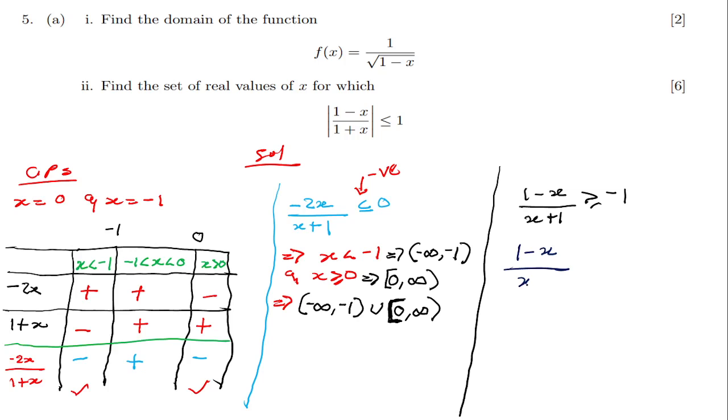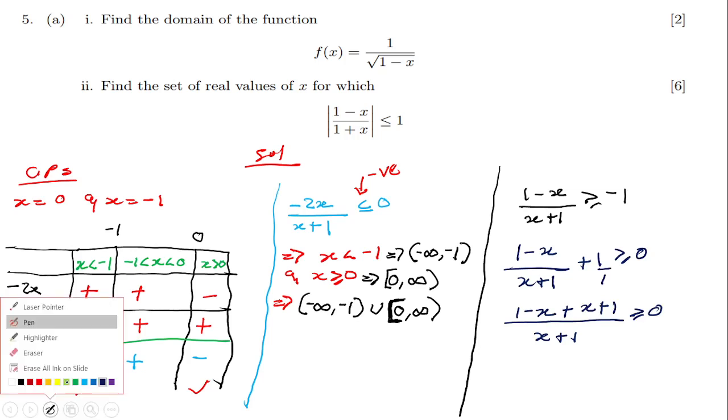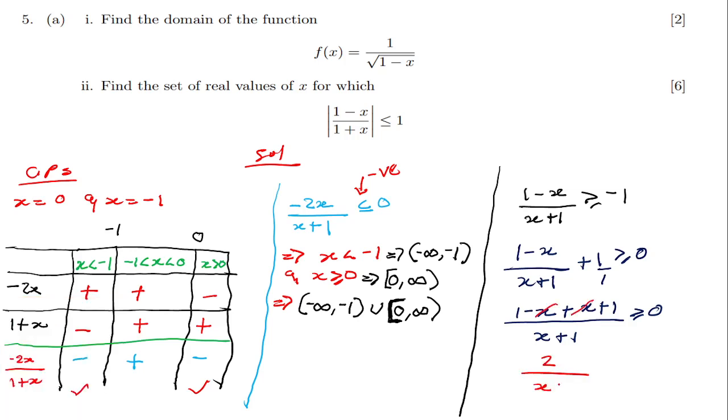When you have that, you're going to find the common denominator, which is x plus 1, and then this into that, it will be 1 minus x, then this one into that, automatically 1 times everything there, and then it's greater than or equal to 0. With this information, ladies and gentlemen, you find that the x and x go, so you have 2 over x plus 1. 2 over x plus 1 is greater than or equal to 0.